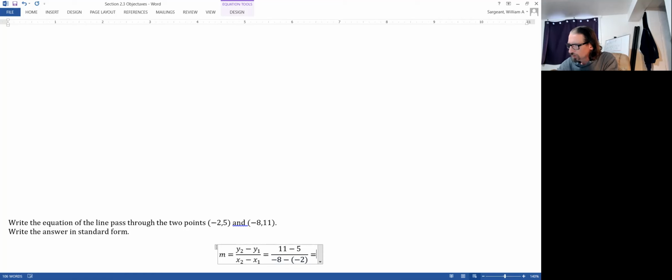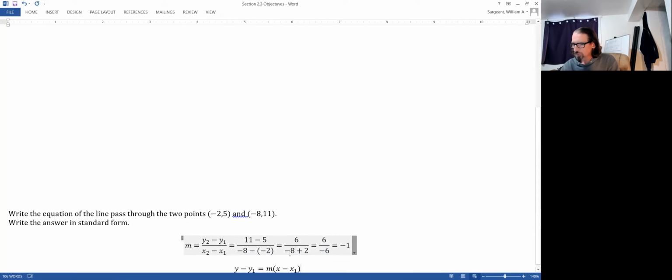So 11 minus 5 is 6. -8 minus -2 is the same as -8 plus 2. And so that's 6 over -6. So the slope is -1.